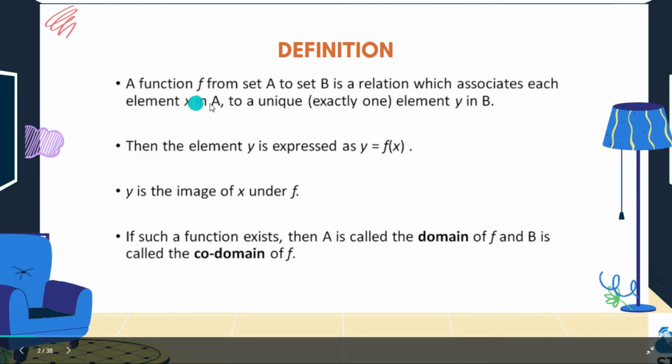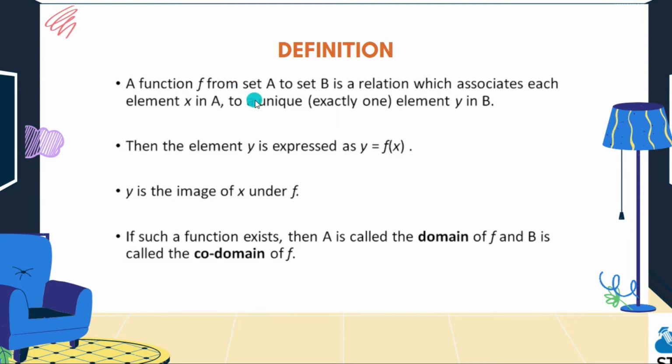A function f from set A to set B is a relation which associates each element in A, the elements in A are called x, to a unique and exactly one element in B. The elements of the set B are called y.